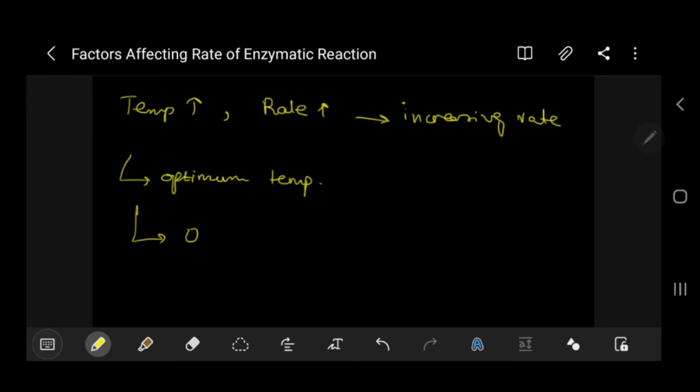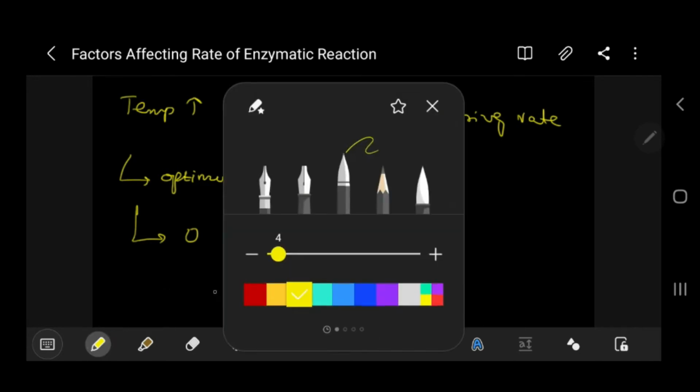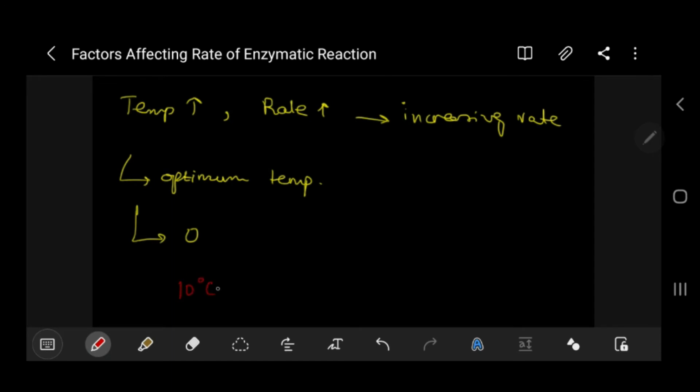Generally, with every 10 degrees rise in temperature, the rate of an enzymatic reaction almost doubles. So that's cool. Moving further, let's discuss what actually happens and explain this.